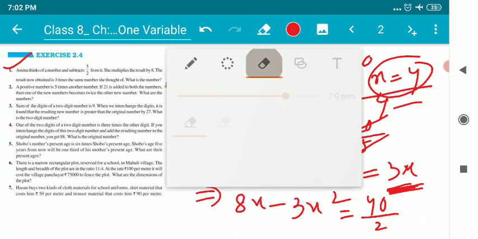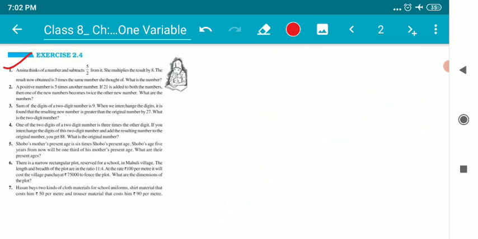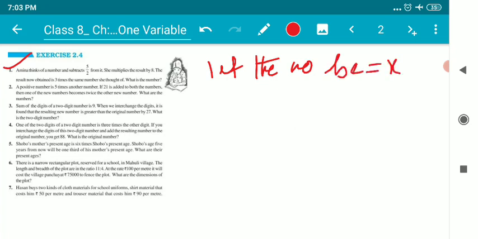Now children, let us solve question number 2. Question number 2, how will I solve? A positive number is 5 times another number. If 21 is added to both the numbers, means the question is, there is a positive number, I don't know what is that number. So let the number be equal to x.